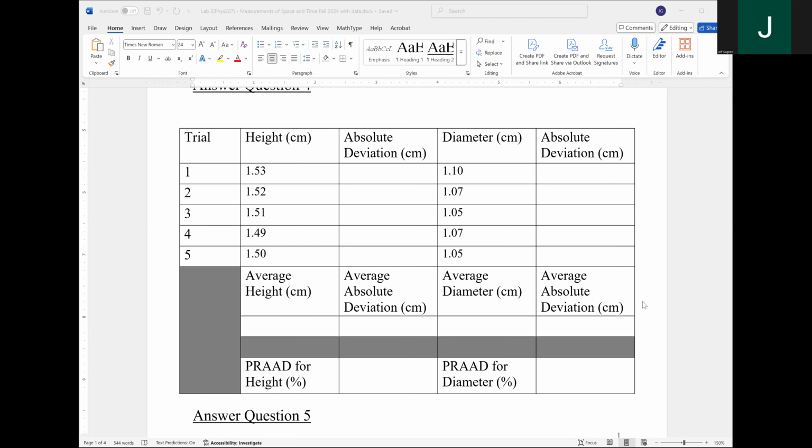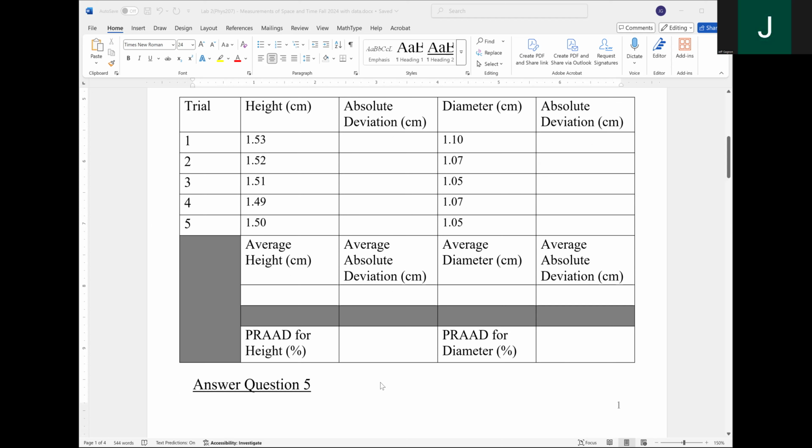And make sure on your group lab report that you show me the calculations for the PRAD for height and the PRAD for diameter. What I'll do at the end of this video is I'll walk you through a sample lab report, like what this first group lab report should look like. Okay, so you have a better idea of exactly what I expect for a group lab report.